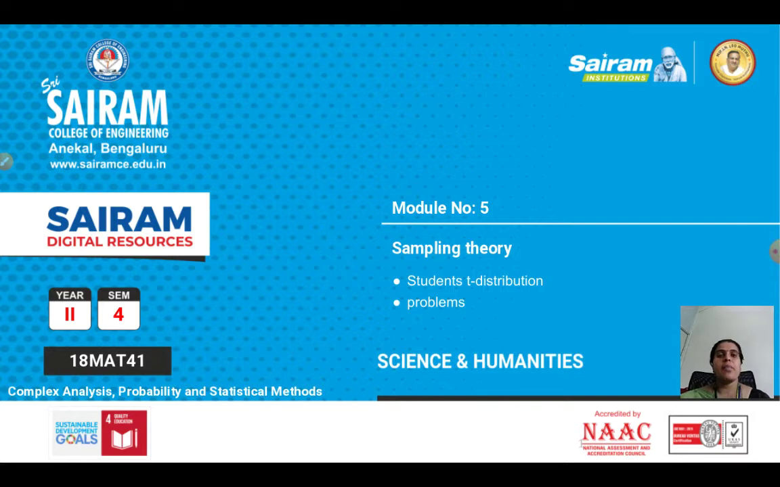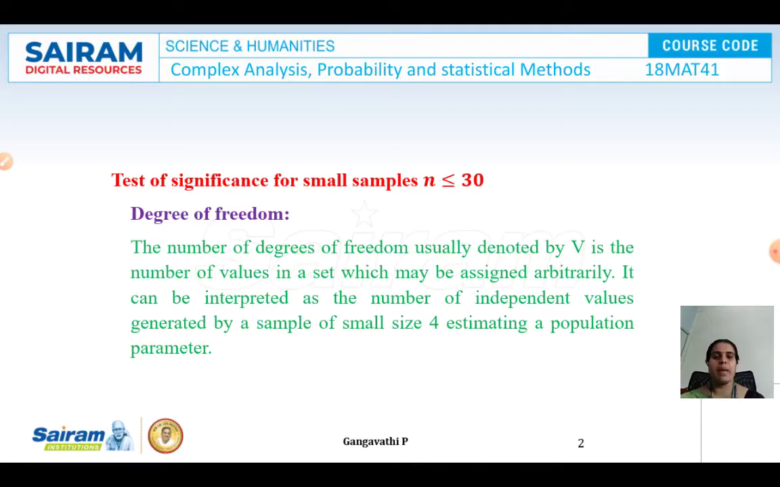Here we are discussing sampling theory. In this session we shall discuss Student's T distribution. It is a special case of sampling distribution, and we shall also see how exactly the Student's T distribution is used to solve problems and come to a conclusion with respect to the sample.